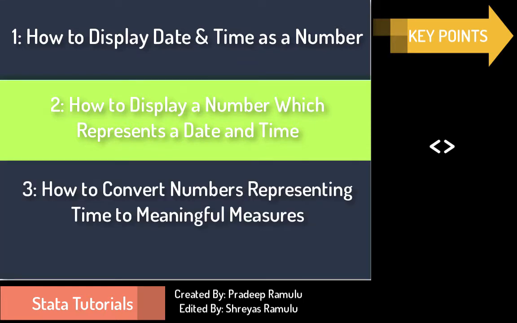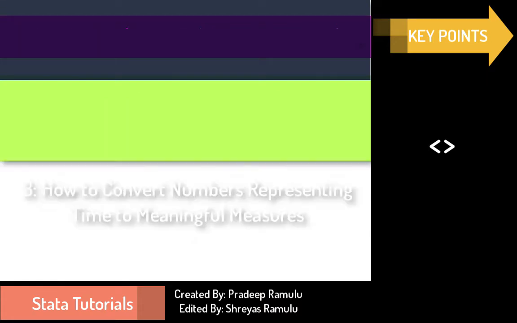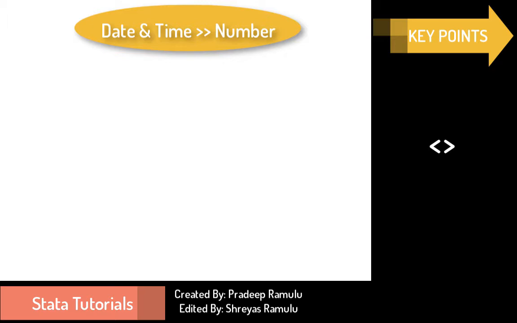Okay, so we're going to first address this first question here, which is how do we transform dates and times into a number? Basically we're going to do this using two different commands. Remember, this is usually going to happen as part of a generate command where you generate a new variable equal to, and you're going to use one of two different commands. Either you're going to use clock or you're going to use date.